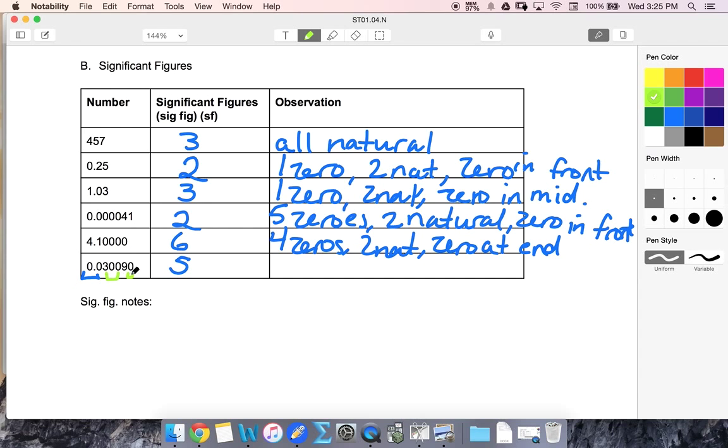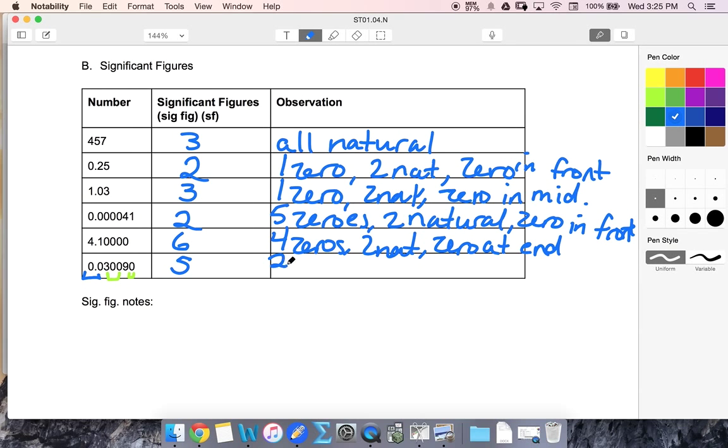And I've already even sort of highlighted it. I had also 2 natural numbers. So 2 natural and 1, 2, 3, 4, 5 zeros. And then they're placed in different places. So 2 at the front, 2 in the middle, 1 at the end.